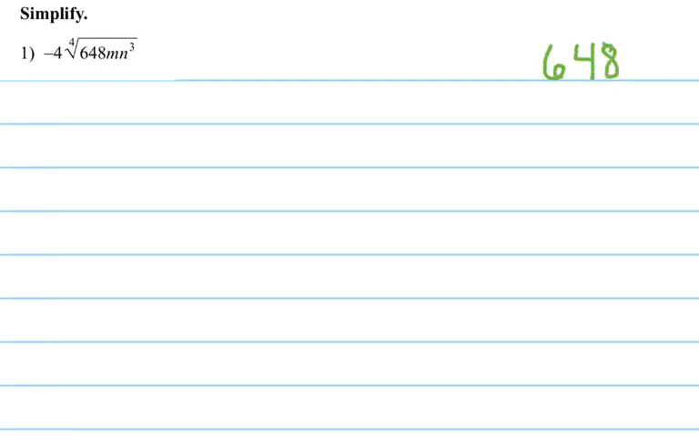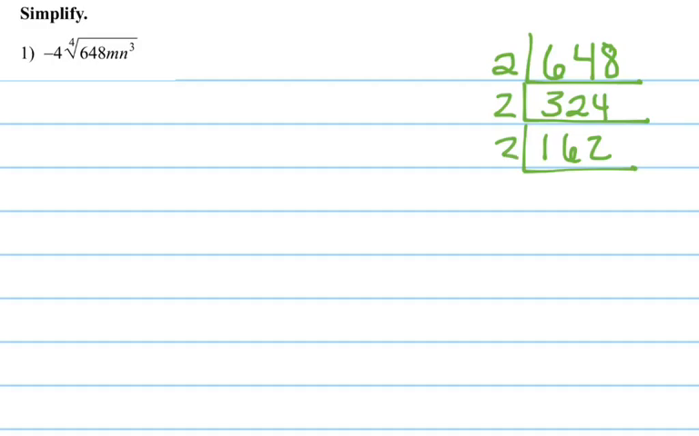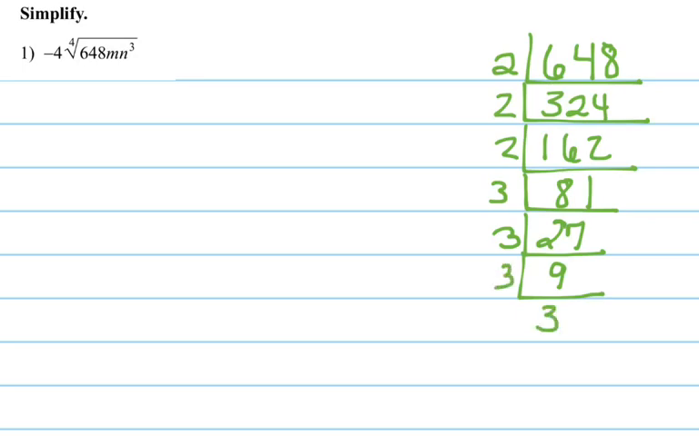and we're going to see what factors 648 is created by. I always start, if it's even, by dividing by 2. 324. Divide that by 2, we get 162. Divide that by 2, we end up with 81. We are no longer even, so I look for the next thing. 81 is divisible by 3, so 3, which leaves us 27. If I divide that by 3, it gives me 9, which if I divide that by 3, gives me 3.